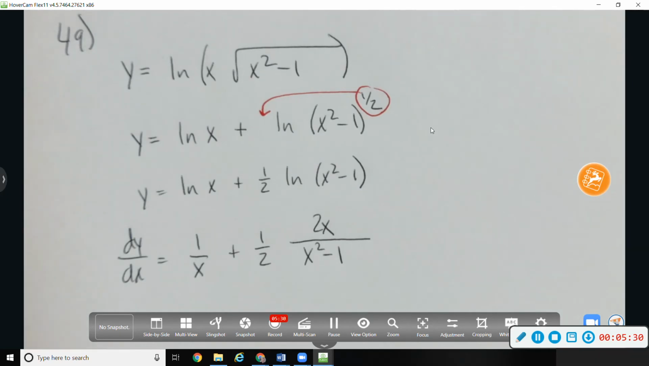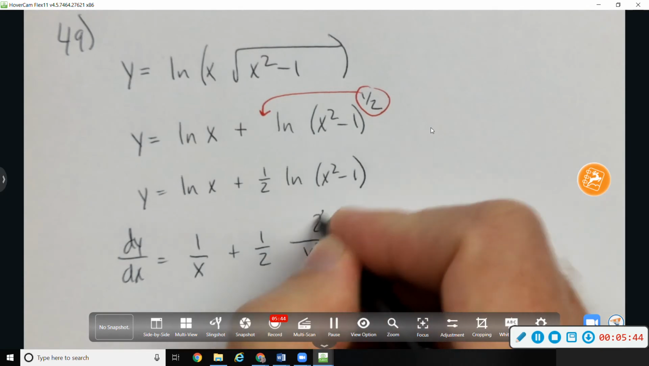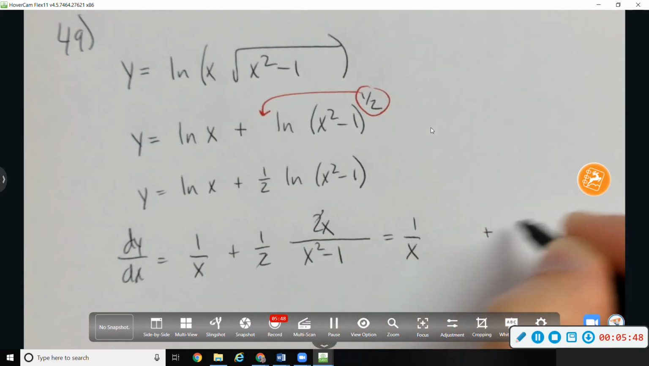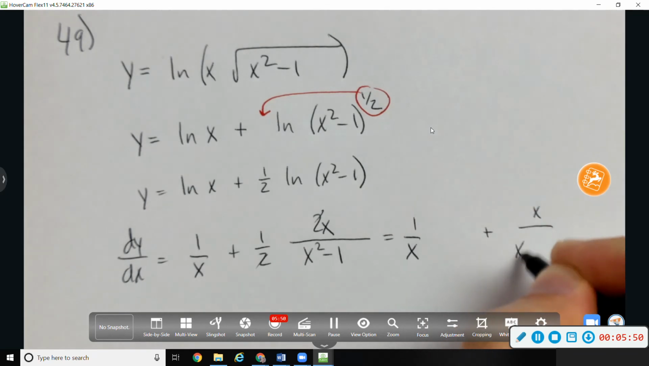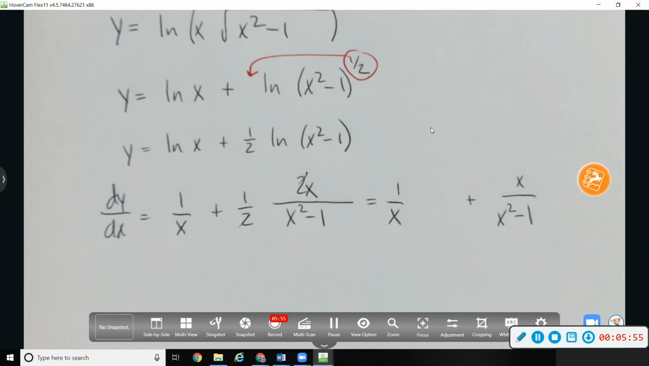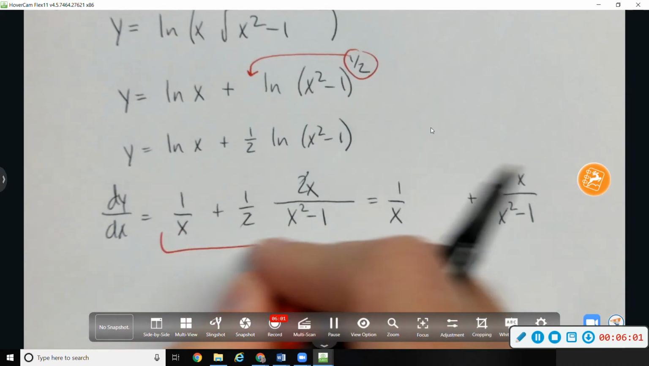My guess is the book goes further than that. I know CalcChat will go further than that, and since they're tied together, I'm sure they both do more than that. Yeah, they get a common denominator. Well, first the 2's would cancel. 1 over x plus x over x squared minus 1. Again, this was a good safe stop.